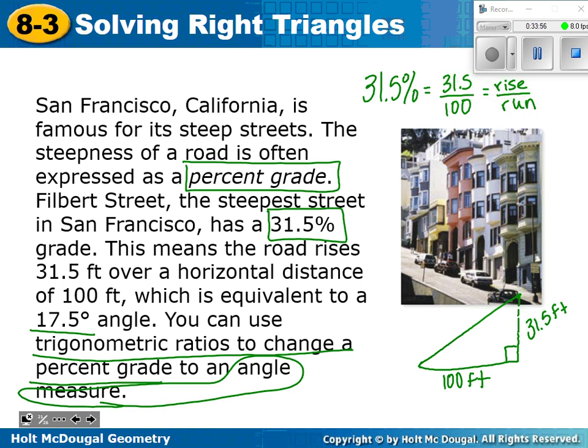And now, if we want to find that angle of incline, how far is that angle, we can just use our trig ratios. So which two sides do we have here in our picture? Opposite and adjacent. So which trig function will we use? Tangent. And it will always be that way because they're always going to give you the rise and the run. And so you're always going to be looking at the legs, which are the opposite and the adjacent. Okay, so it's going to be tangent of theta equals what over what? 31.5 over 100, which is your slope, basically. And so then you just take the inverse tangent of that value.